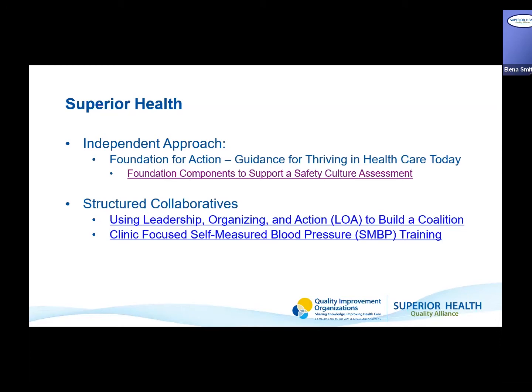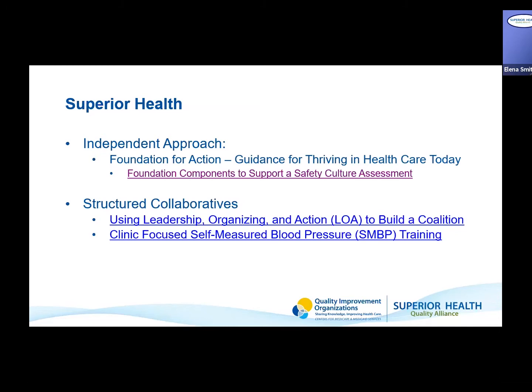So what we'll be doing is putting out action guides and toolkits and things like that, that you'll be able to just take, read over, and pull what you need from it and implement it in your own organization. So this first one is a Foundation for Action. It's going to be a series on guidance for thriving in healthcare today. The first one talks about supporting a safety culture, and it is an assessment, and it includes things like what I just talked about 2 slides ago.